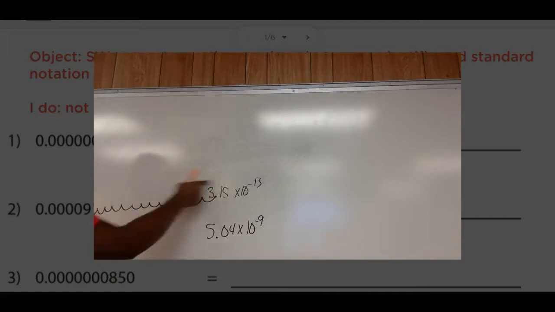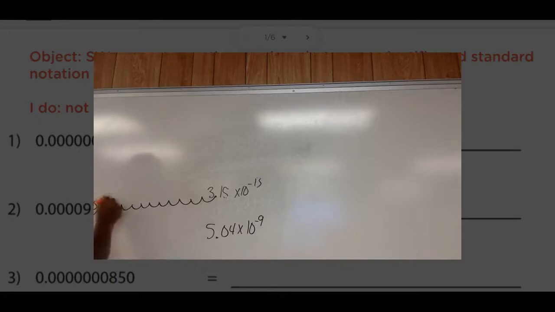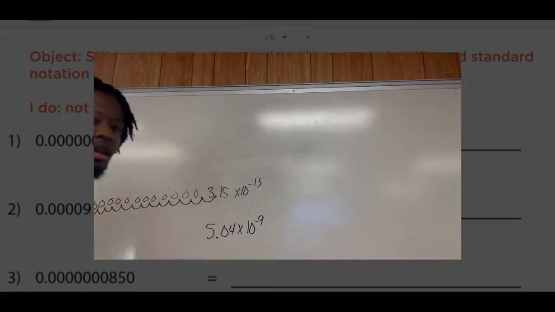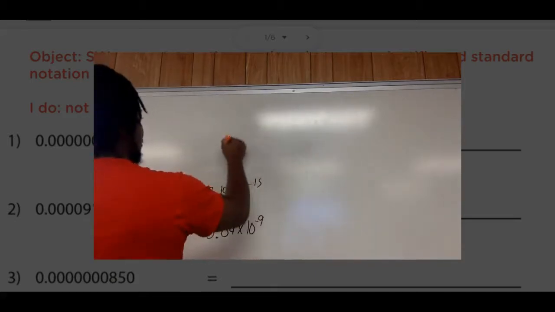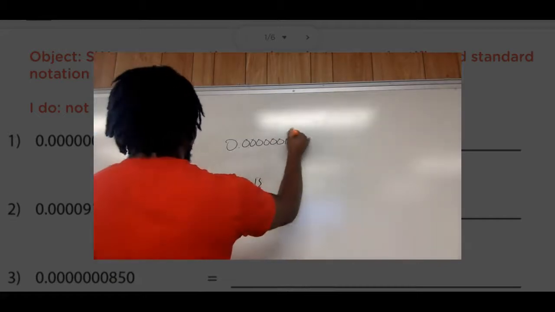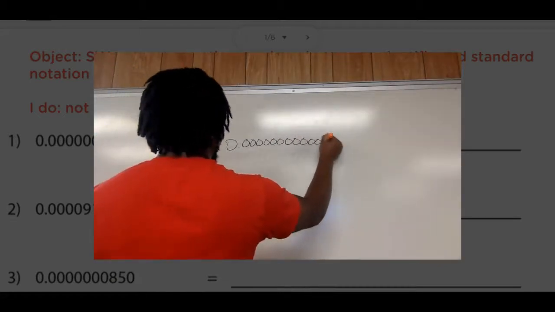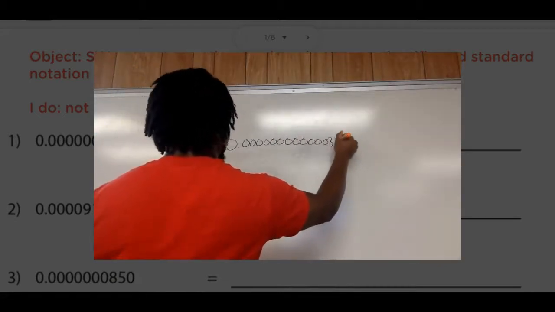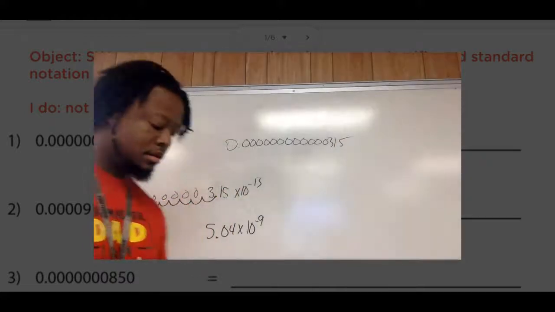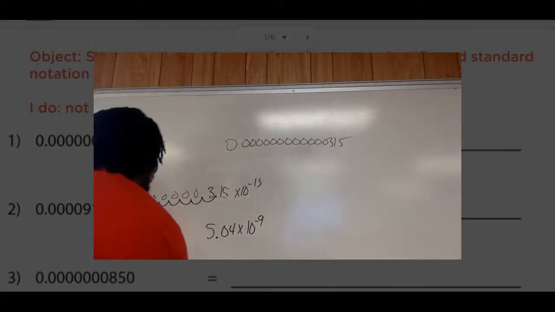How many zeros are going in between here? 1, 2, 3, 4, 5, 6, 7, 8, 9, 10, 11, 12. So my answer is 0 point, 12 zeros, then 315. That's the number in standard notation. Okay? Moving on.